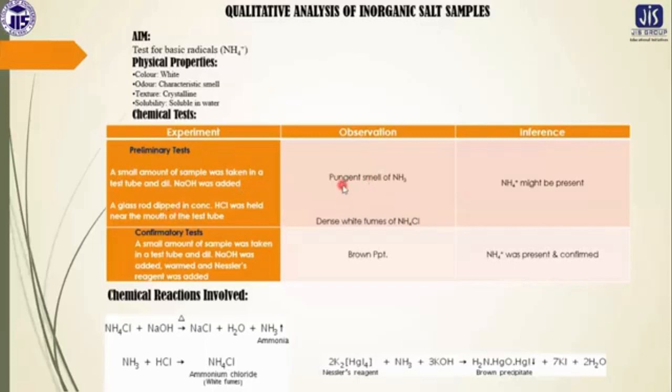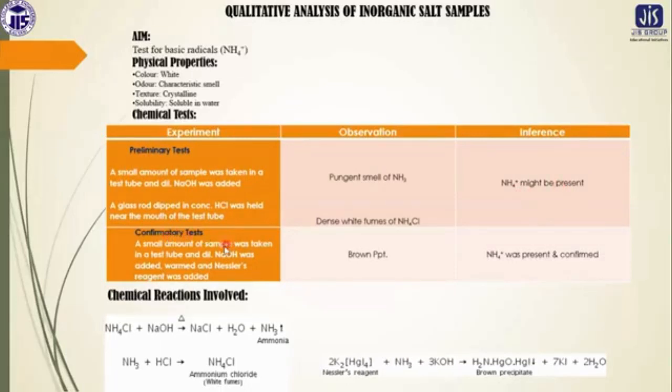And after that, if you dip a glass rod in concentrated HCl, and keep it near the mouth of the test tube, what happened? Dense white fumes will be coming. That is for ammonium chloride. So you can write down in the inference part, ammonium NH4 plus may be present. Okay, you cannot confirm it.